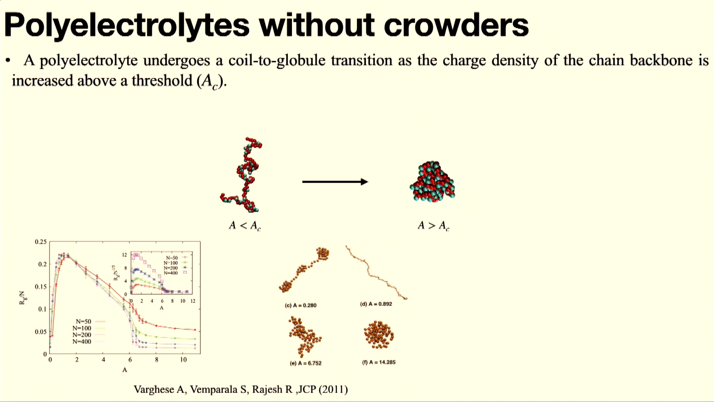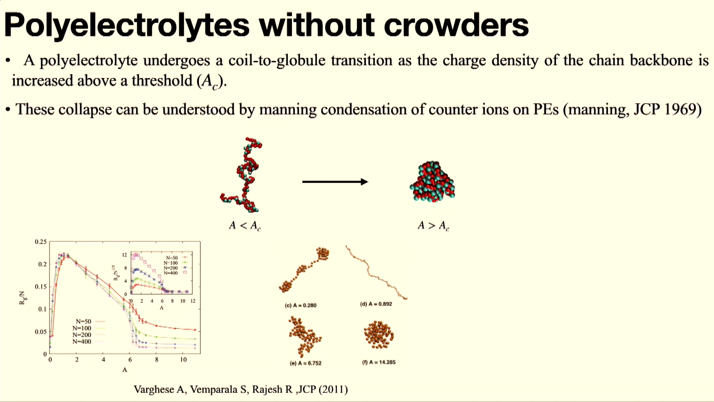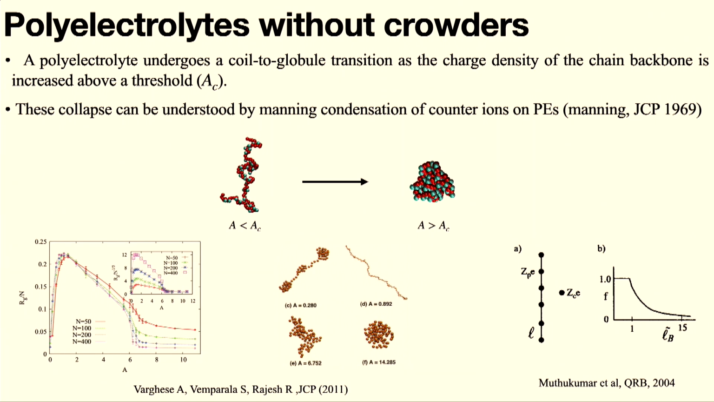This kind of collapse can be understood by the phenomenon called Manning condensation. What happens is that the counter ions come and condense on the chain backbone to neutralize the system and make the chain collapse. There are a few more recent studies going on with dipole-dipole interaction and so on, where people are trying to understand what is the exact force governing this extended to collapse kind of transition as we increase the chain backbone charge density, right?